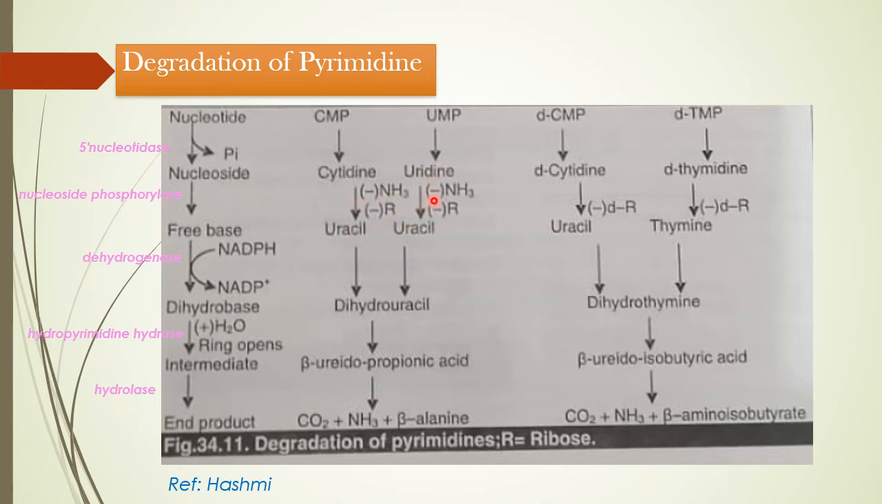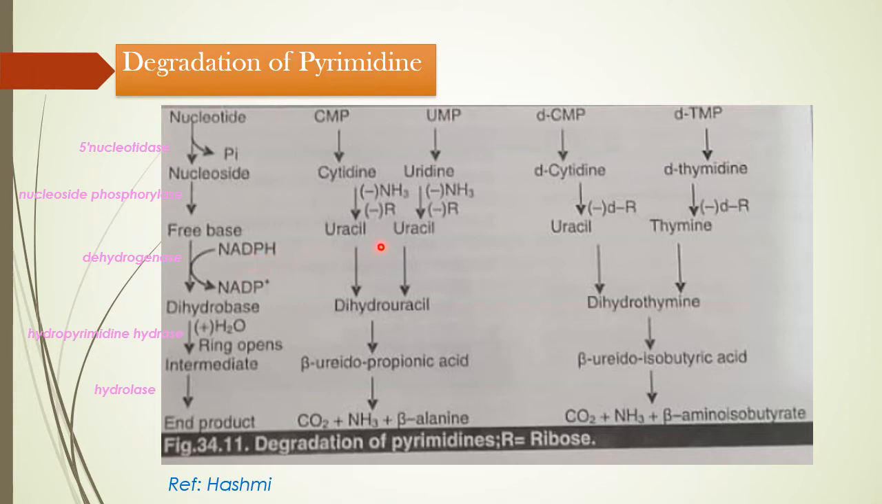Now in these two reactions, there is removal of free ammonia and the ribose sugar also gets eliminated. While from deoxycytidine you can get uracil, from deoxythymidine you can get thymine. And in these two reactions, there is removal of deoxyribose. Now in the third reaction, free bases undergo reduction and this is done by dehydrogenase enzyme, and NADPH is used as a source of protons.